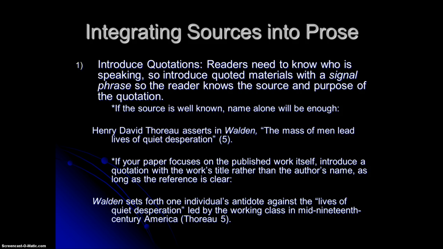So, for example, Henry David Thoreau asserts in Walden, "The mass of men lead lives of quiet desperation." You might use the author, you might use the name of the text, you might use a few different ways to integrate signal phrases, and you'll notice that if you name the author of a source in the sentence, you don't have to put his or her last name in the parenthetical. So we don't have to say Thoreau asserts and then Thoreau 5. You're only going to do that if you don't name the author in the sentence that's being cited.